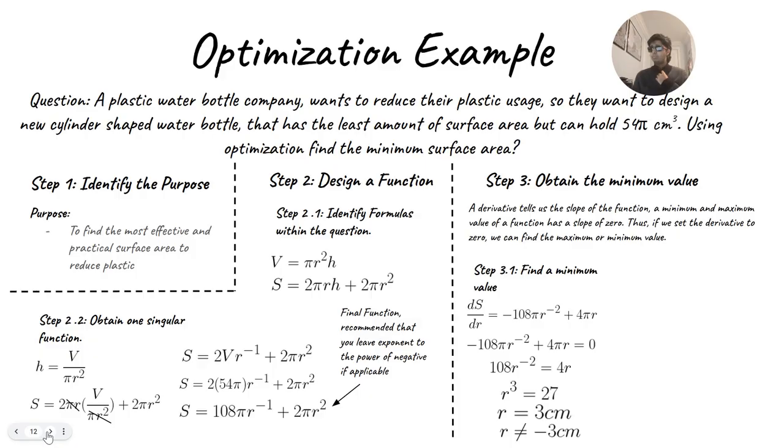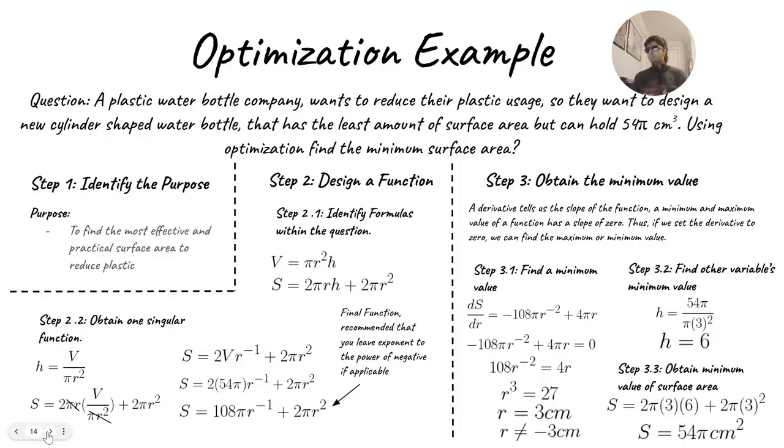And now, before we calculate surface area, we still need to calculate height. And you may have other variables to calculate. So step 3.2 is find other variables' minimum value, or maximum value if we're finding maximum surface area. Now we get height as 6, and then you plug that into your surface area formula, and you get 54 pi centimeters squared.